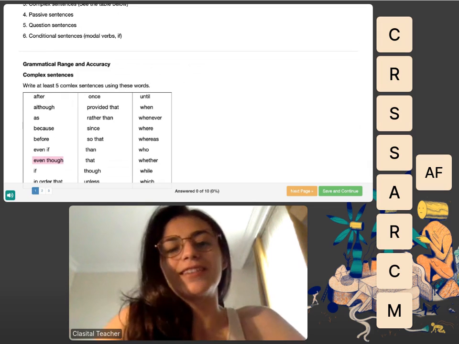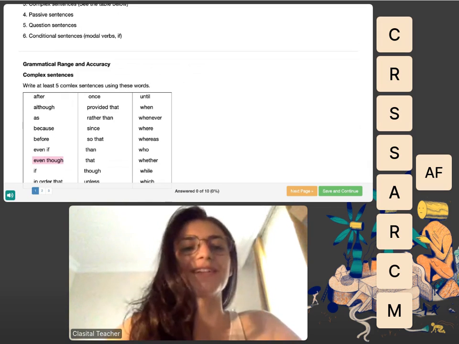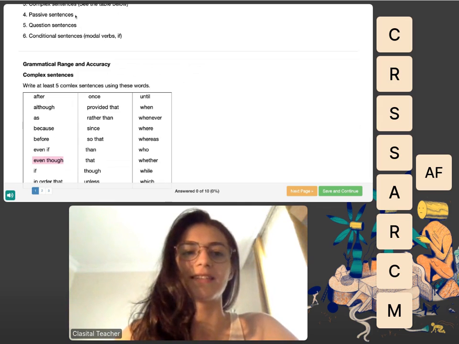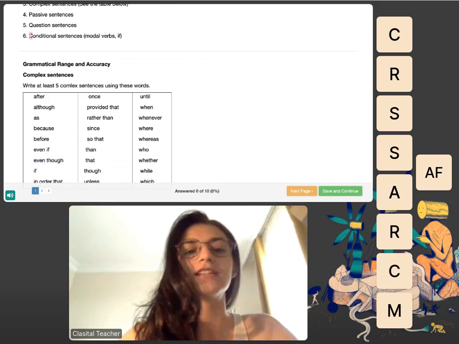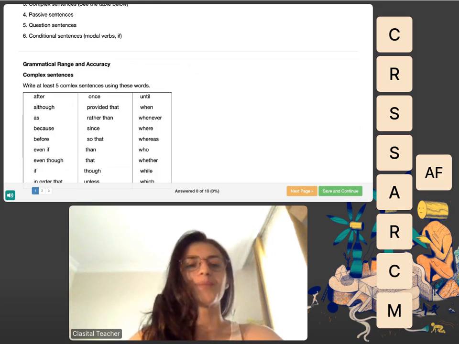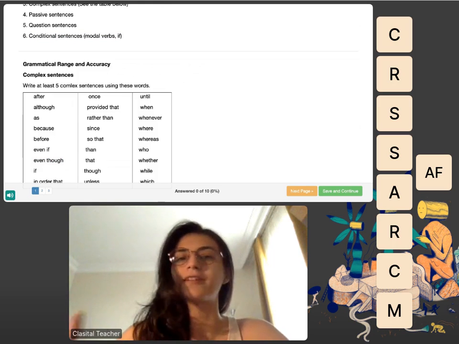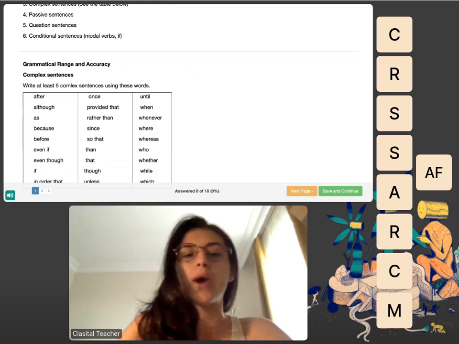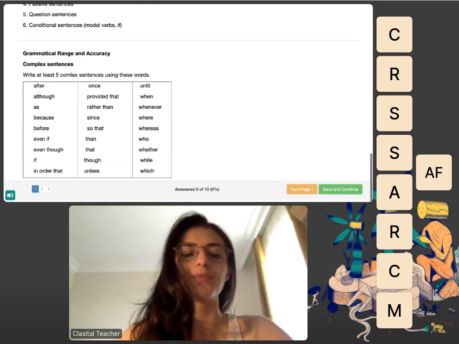And another way to show the examiner that you have a wide range of grammatical knowledge is to use passive sentences, or question sentences, or conditional sentences, using modal verbs and if, for example. Because in that way, the examiner can, again, see that you have a wide range of grammatical knowledge.